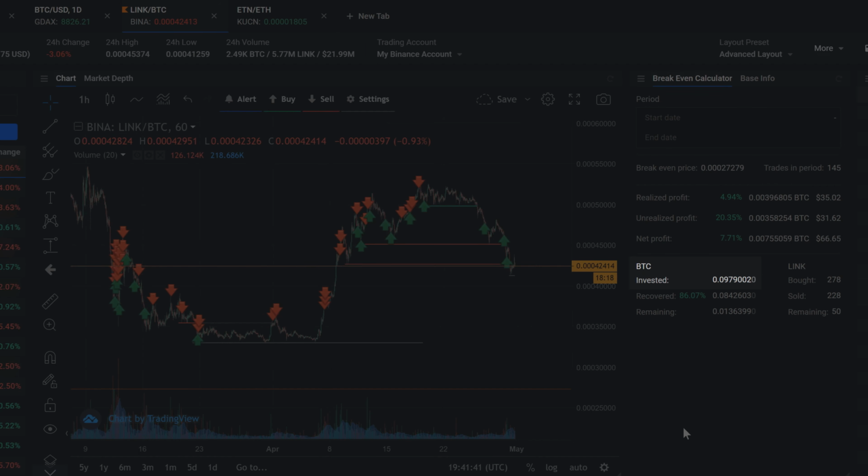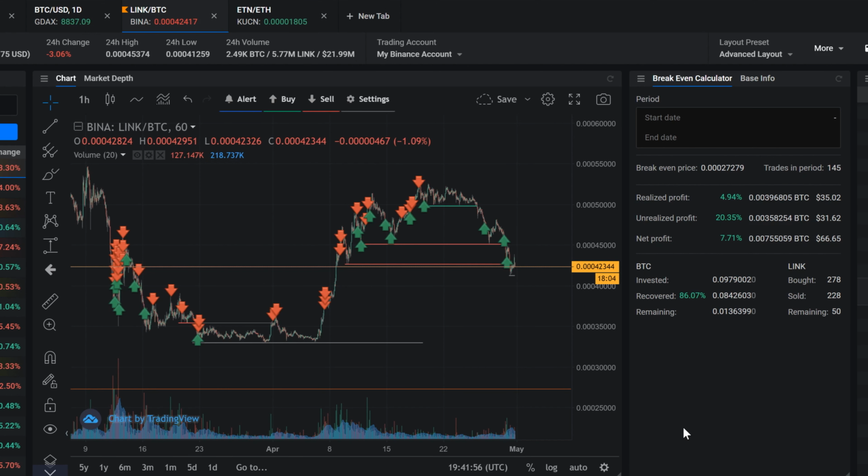On the left side, invested shows how much of the quote currency was invested in this market. Recovered gives you an idea of how much of the quote currency from the invested amount has been recovered by selling coins. Remaining shows how many coins are left invested. It is the difference between the invested and recovered amounts.